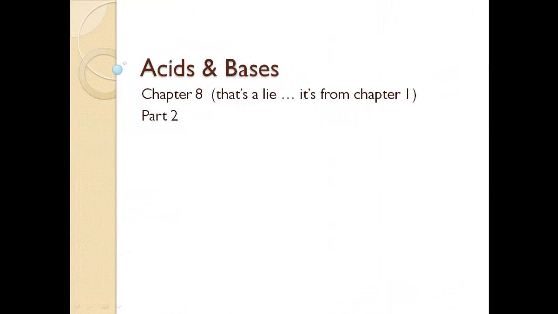Hey everyone, this is part 2 of acids and bases. It's supposed to be chapter 8, but that's really a lie. This information that you're going to see in this video comes from chapter 1. We kind of skipped over it when we went through chapter 1. It's on pages 26 through 28, so just take note of that. All right, let's get started.